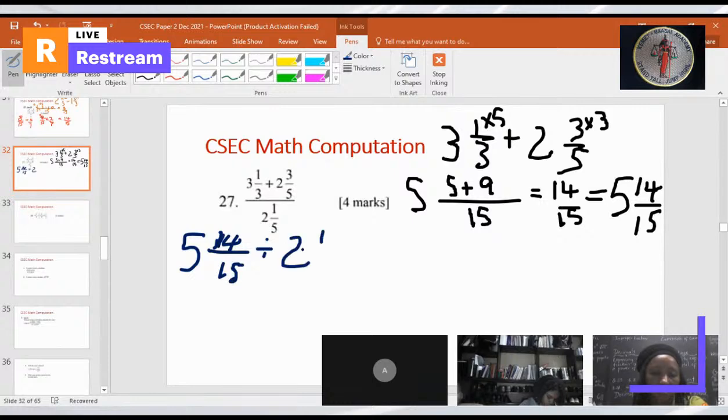So miss, the first thing you would say is 5 times 15, which is 75. 75 plus 14 is 89. And then you would flip the division sign. Miss, you would have 89 over 15.